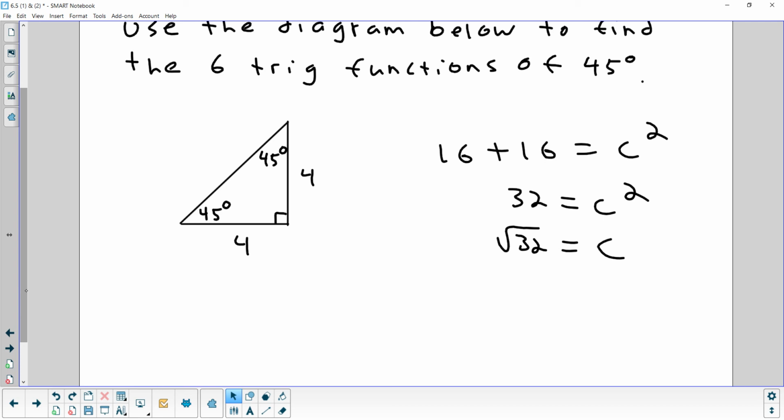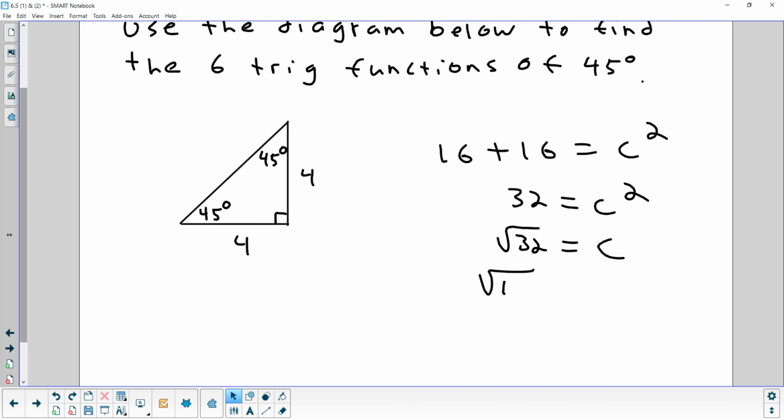Let's see. So we break that up into 16 times 2. I said 2 square root of 4, but that would be 4 then. 2 square root of 4 would be 2 times 2, which would be 4. Yep. 2 square root 8. But square root of 8 can be simplified again. We gotta simplify it as much as we can. 4 square roots of 2.